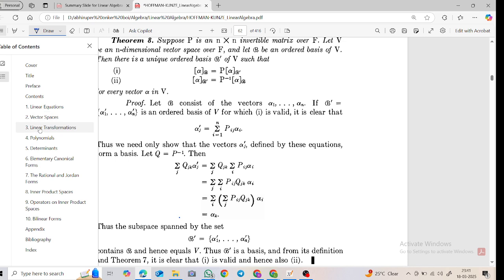Vector space is there, linear transformation, elementary canonical forms, rational Jordan forms. Not the whole rational Jordan form. Okay, half of this chapter. Then inner product spaces. So it's like chapters 2, 3, 6, half of 7 and 8.